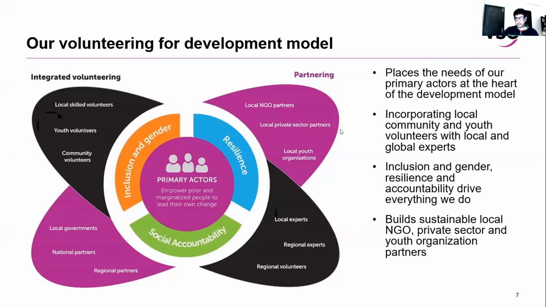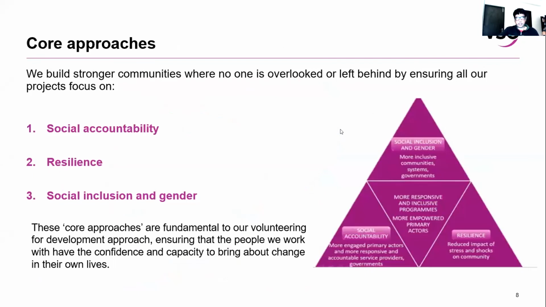Inclusion and gender, resilience and accountability is something which is very central to what VSO does. And also we focus on building sustainable local NGOs, private sector and youth organization partners to create a sense of ownership and sustainability for our programs. Approaches which I just mentioned of social accountability, resilience, social inclusion, and gender are absolutely fundamental to the design and delivery of all our programs. And essentially, when we work with communities, we are trying to create greater accountability within the local systems where we work, a greater resilience for the primary actors to shocks and stresses, and also to ensure there is inclusion in every sense of the word, and that issues related to gender are taken care of in every program.